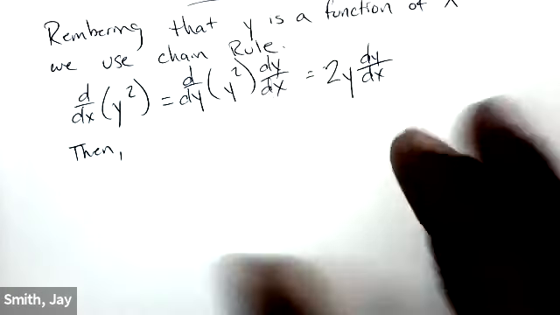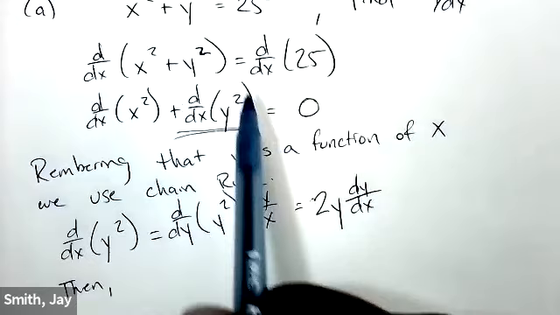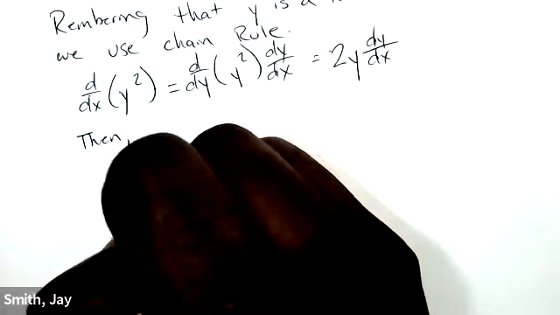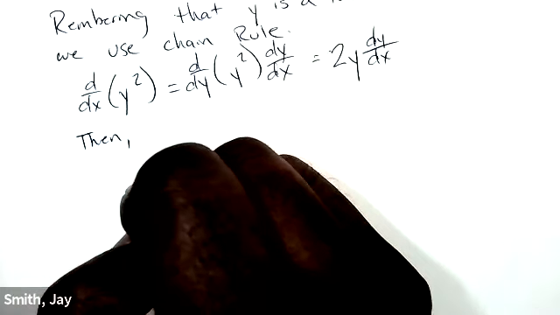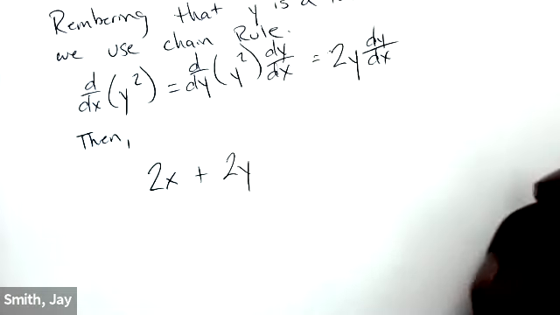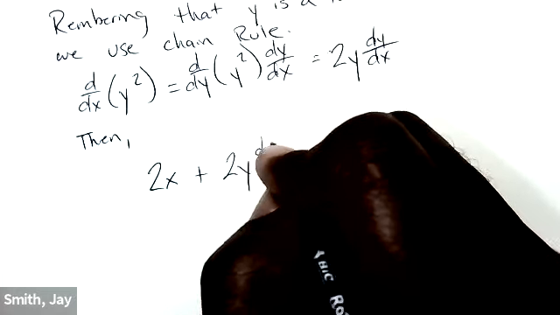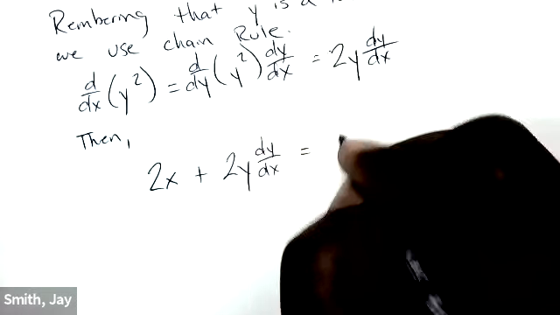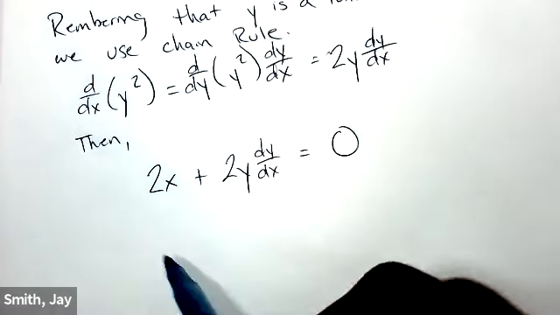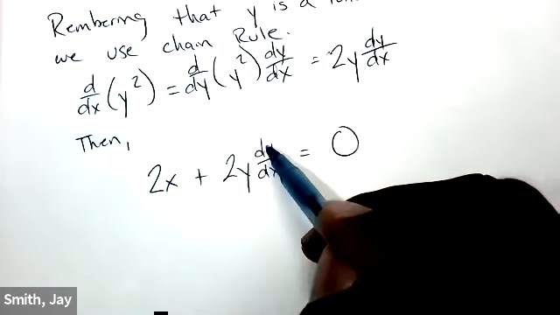All right, so picking up where we left off in the original problem, taking this derivative, now that we know what we're going to get to this part, the derivative with respect to x of x squared, still applying that general power rule, that's going to give me 2x plus the derivative with respect to x of y squared would be 2y dy dx. And that's still equal to the derivative with respect to x of 25, or 0. So we've taken the derivative with respect to x on both sides. Now we can solve for dy dx.